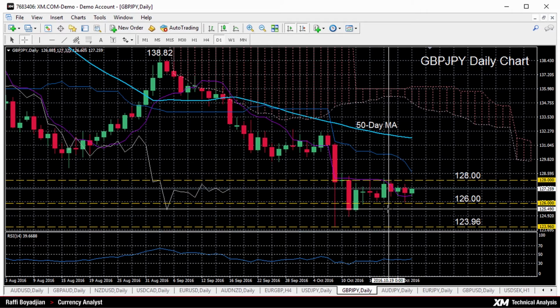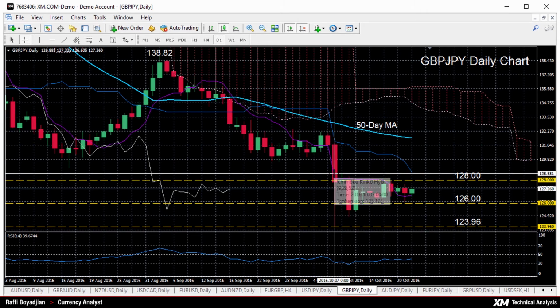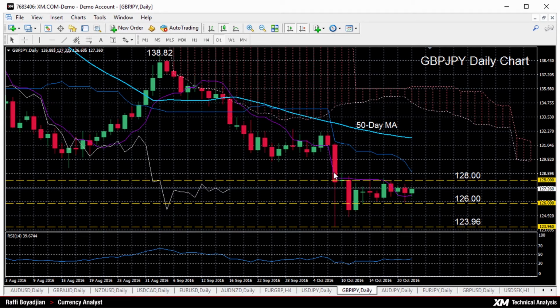GBP JPY turned strongly bearish after the sharp sell-off on October the 7th that saw prices plummet to a 4-year low. The pair has since steadied, but all the main indicators point to an ongoing negative bias both in the near term and in the longer run.